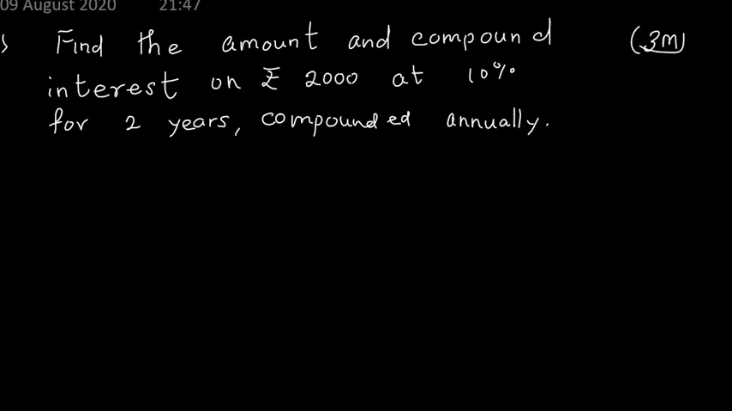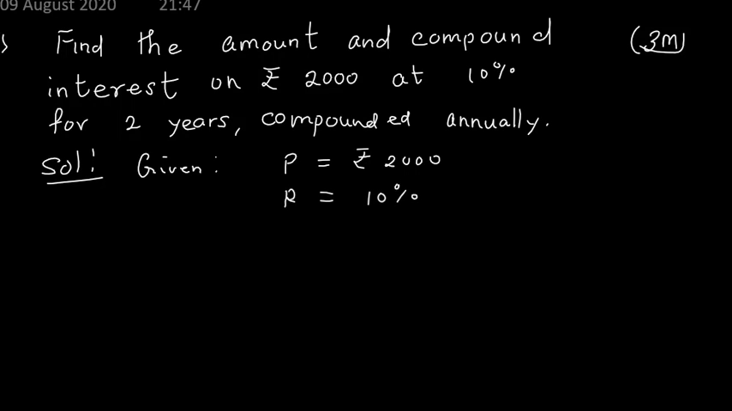Now let us see the second question. Find the amount and the compound interest on rupees 2000 at 10% for 2 years compounded annually. So what is given? So in solution, first we write given. P is given rupees 2000. R, rate of interest, is given 10%. And period N is given 2 years. We have to find amount and compound interest.